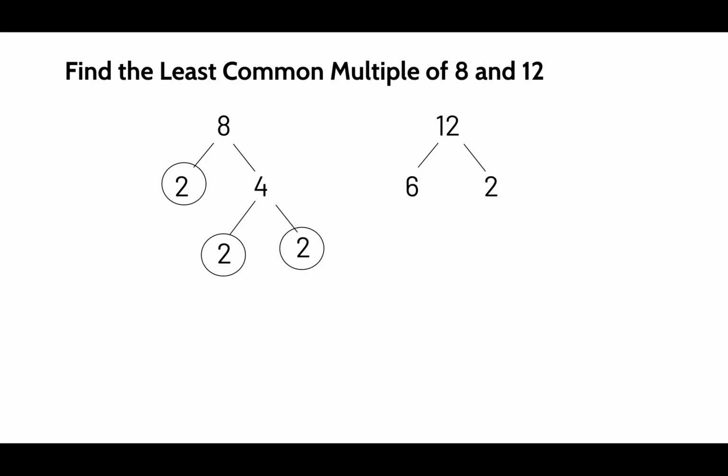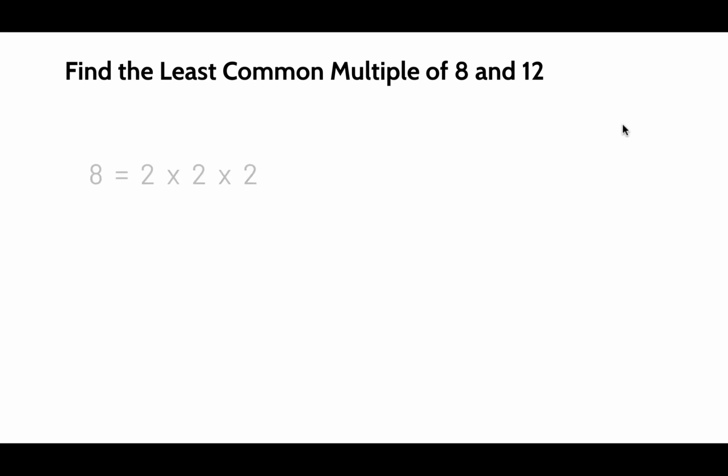For 12, I'm going to say 6 multiplied by 2. 6 is composite, so do not circle it, but 2 is prime, so circle the prime. And for 6, I can say that it's 2 multiplied by 3, and they're both prime, so circle them. Okay, now I'm going to list out my prime factorization for 8 and for 12. For 8, it was 2 multiplied by 2 multiplied by 2. For 12, it was 2 multiplied by 2 multiplied by 3.